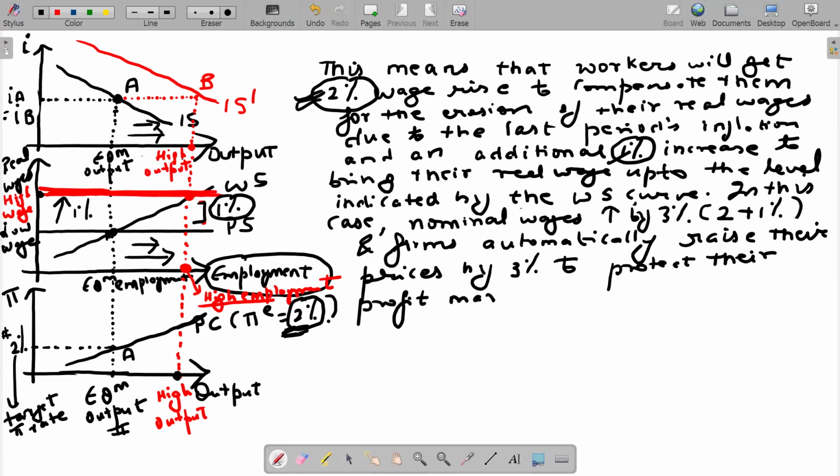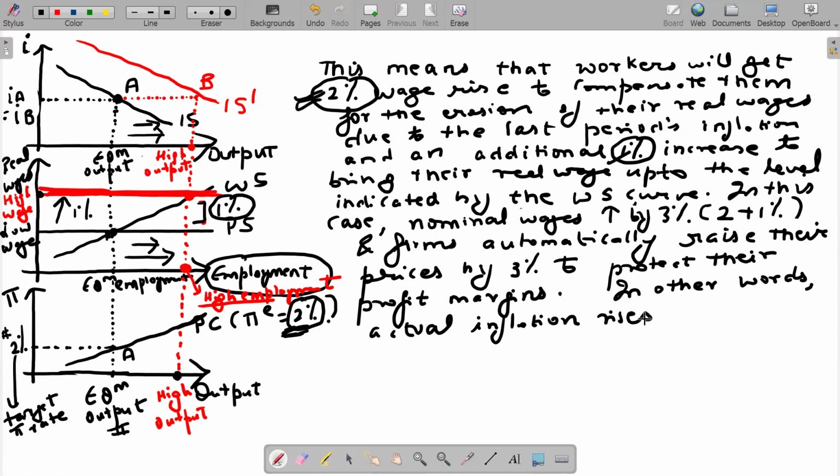Firms have to maintain their profit margins, right? So if the wages go up by 3%, they increase prices also by 3%. That means the actual inflation rises to 3%. So I can say that, therefore, in other words, actual inflation rises to 3%.